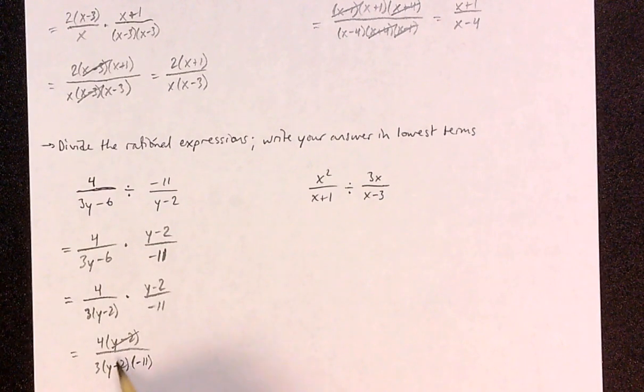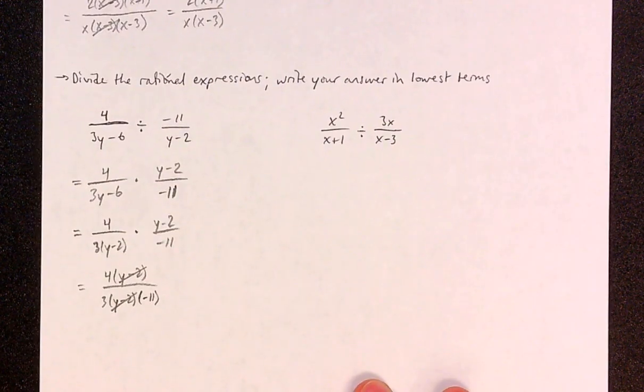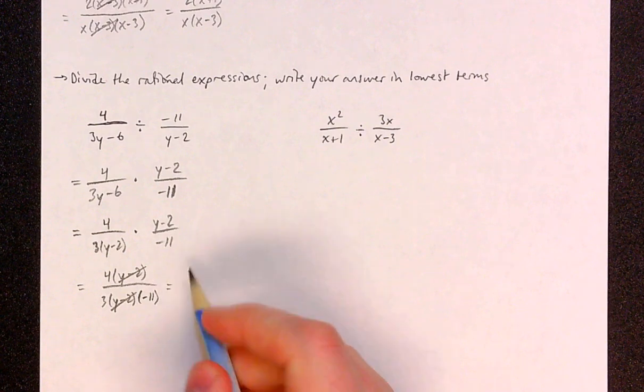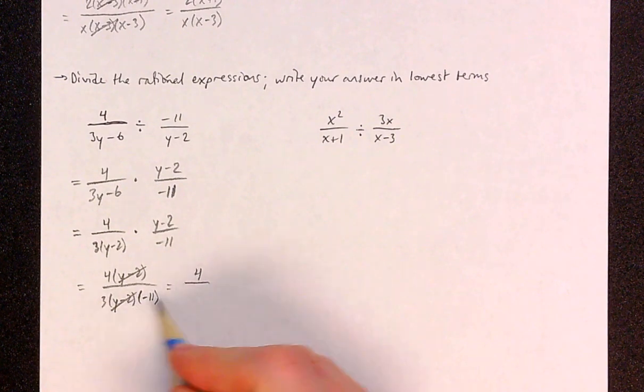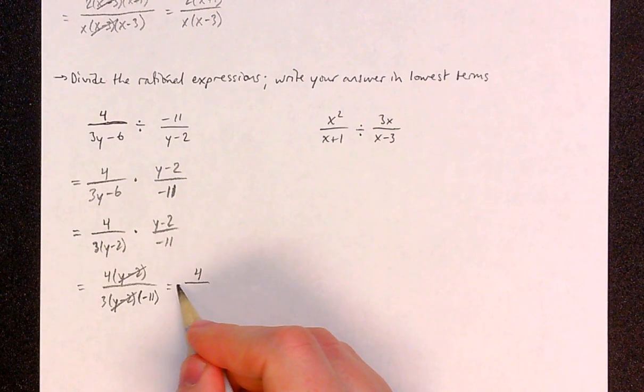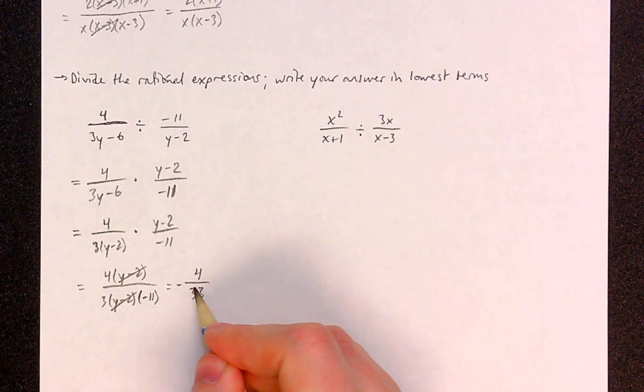And here I see the common factor of y minus 2 on the top and bottom, so I can divide and cancel that out. So what do I have left? On the top I have 4, and then on the bottom I have 3 times negative 11, or negative 33.